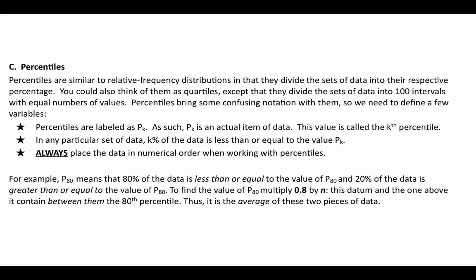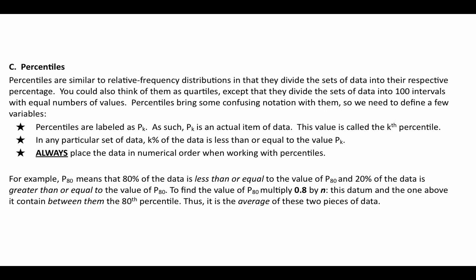All right. So percentiles are always labeled as P sub k, and as such, P sub k is an actual item of data, and it's called the kth percentile. So P90 is the 90th percentile. P72 is the 72nd percentile. In any particular set of data, k% of the data is less than or equal to P sub k. So for P72, 72% of the data is less than or equal to the value of P72.